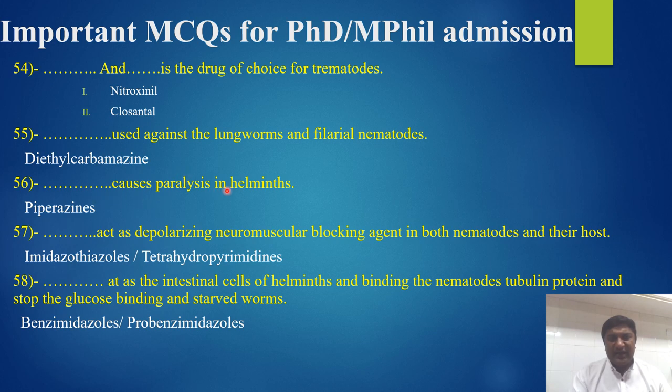Dash causes paralysis in helminths: piperazine. Dash acts as a depolarizing neuromuscular blocking agent in both nematodes and their host: imidazothiazoles and tetrahydropyrimidines. Dash acts at the intestinal cells of helminths, binding the nematode tubulin protein and stopping glucose uptake and starving the worms: benzimidazole and probenzimidazole.